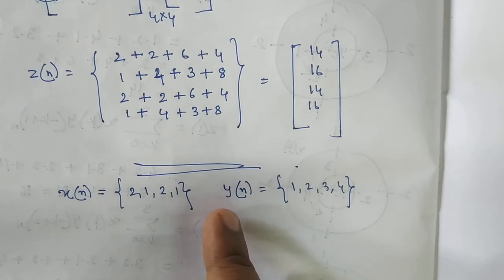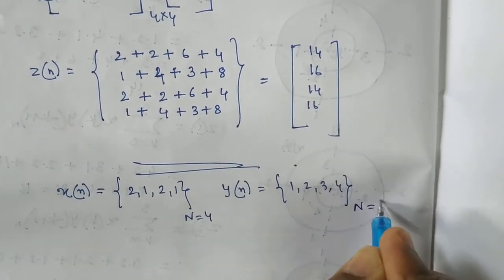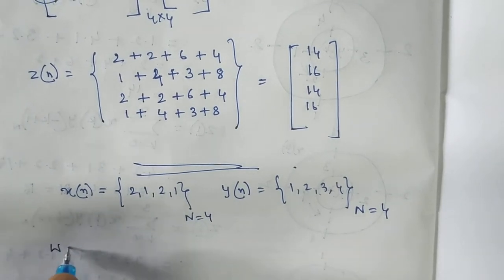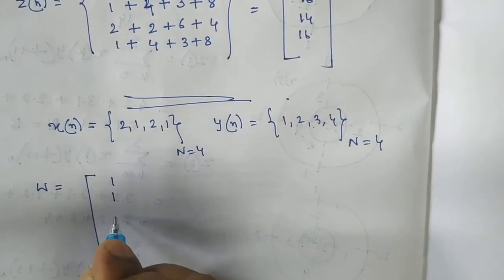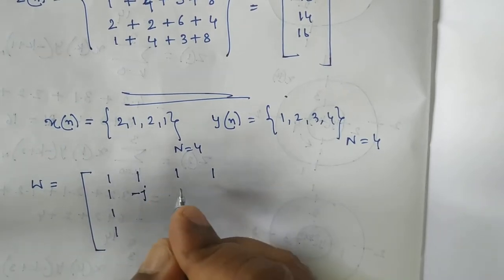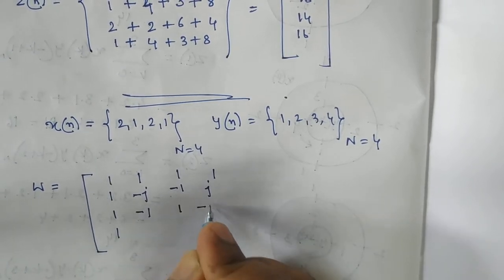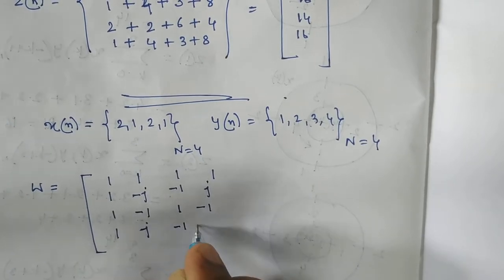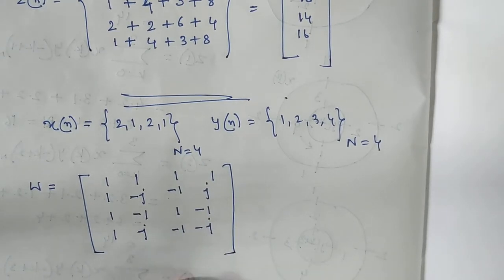So the easiest form of DFT we have discussed, that is the matrix method. That means using the twiddle matrix. So here in both cases capital N is equal to 4. So the twiddle matrix will be, if you recap the last class, you will see how to get this twiddle matrix: 1, 1, 1, 1, 1, minus j, minus 1, j, 1, minus 1, 1, minus 1, 1, j, minus 1, minus j. So this is my twiddle matrix. And using this twiddle matrix, we will find out Xk and Yk.